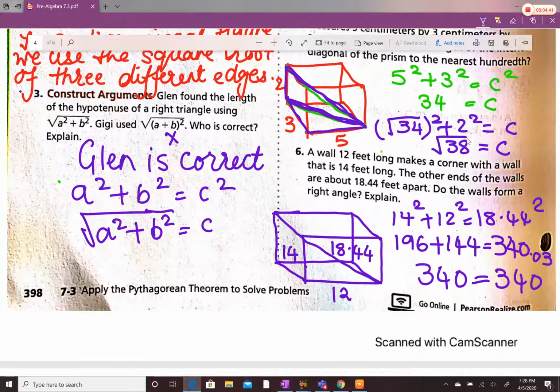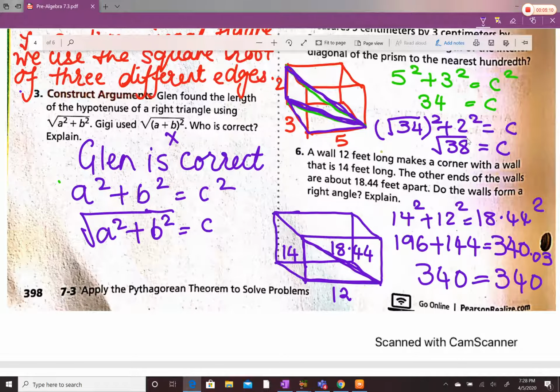A wall 12 feet long makes a corner with a wall that is 14 feet long. The other ends of the walls are about 18.44 feet apart. Do the walls form a right triangle? Explain. So here they are not asking you for the diagonal. They're just asking if this is a right triangle. So one of the walls is 14 feet, the other is 12, and this one given to us is 18.44. So that's the hypotenuse.